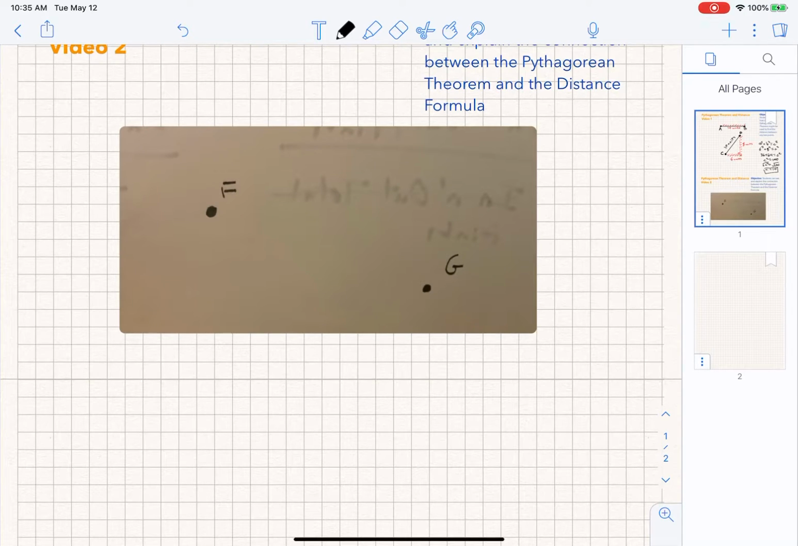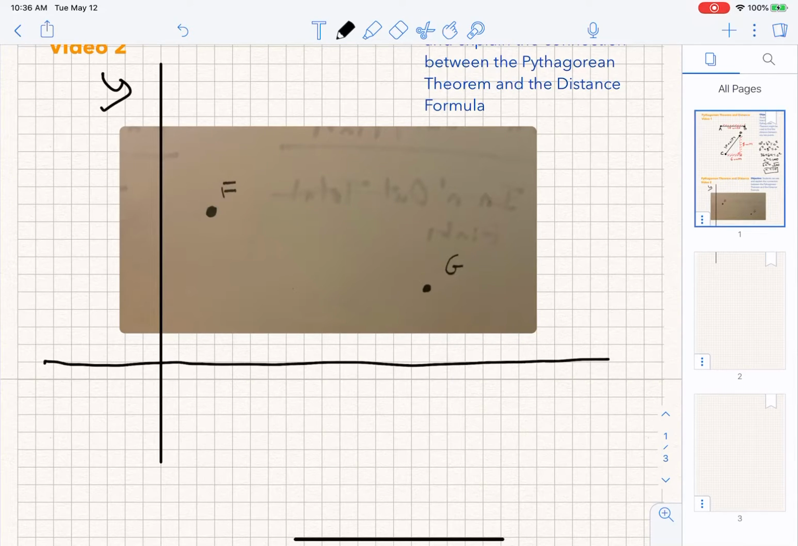So I'm going to draw in an arbitrary y-axis. Maybe there. That's the y-axis, we'll just say. And we're going to draw an arbitrary x-axis maybe down here. Now notice that our graph paper still runs out. We don't know exactly where these points are. But we do know that we can locate them someplace on the coordinate plane.